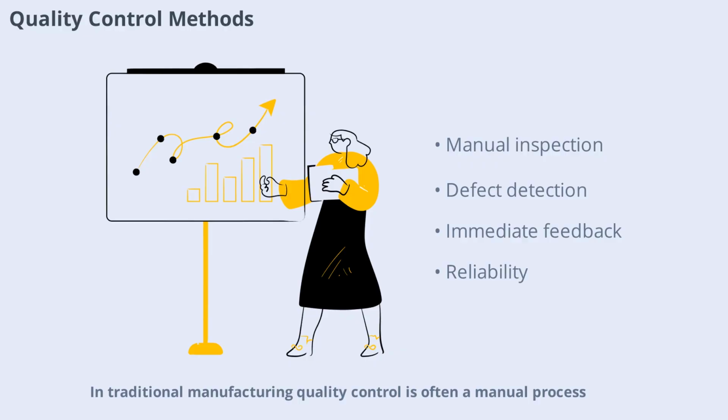In traditional manufacturing, quality control is often a manual process. Inspectors visually check products for defects, measure dimensions, and test functionality. This hands-on approach ensures that only items meeting strict standards reach customers. While it can be time-consuming, manual quality control allows for immediate feedback and adjustments, helping maintain a reputation for reliability.